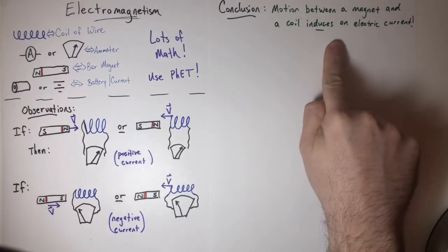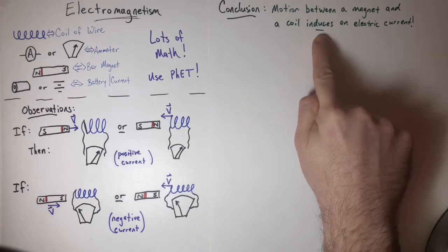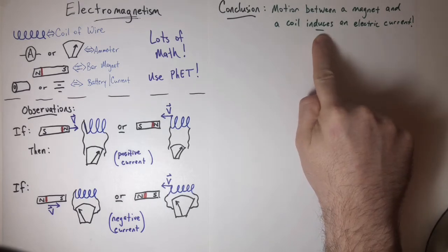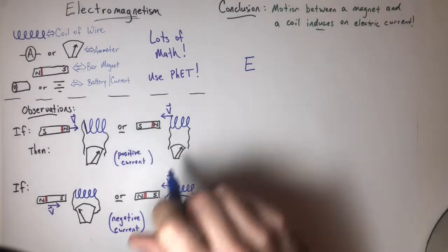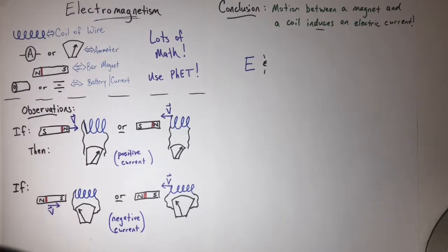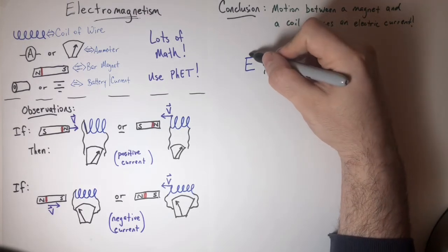The obvious conclusion, of course, is that any sort of motion between a magnet and a coil causes an electric current. We would say that this induces an electric current, and in general, this is called electromagnetic induction. And this is why this unit is called electromagnetism.